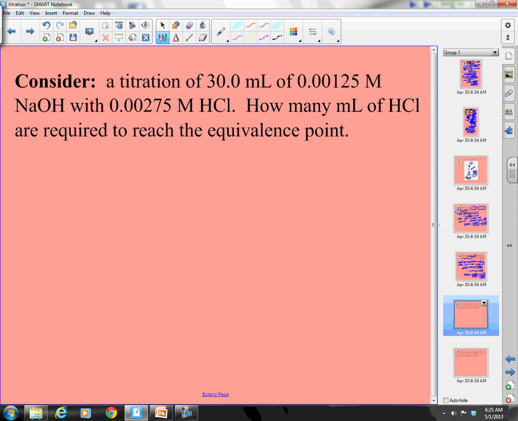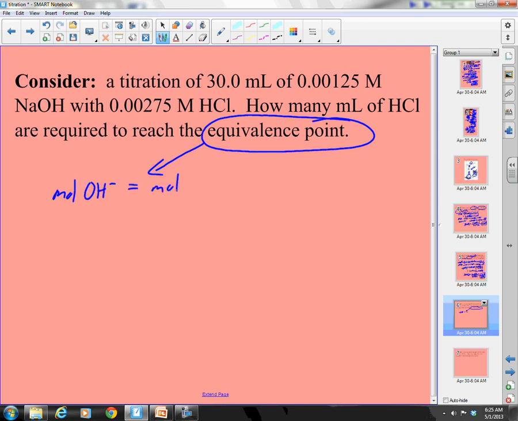Let's go back. This is a titration of 30 mL. And we want to know how many milliliters are necessary to reach the equivalence point. Well, that's easy. Once again, what do we know about the equivalence point? Moles of hydroxide equal moles of my hydronium. So what do we want to figure out? We want to figure out moles of hydroxide, and then from that figure out moles of hydronium, and from that we'll get milliliters or liters of hydronium. Got it? Okay, how many moles of hydroxide do I have?